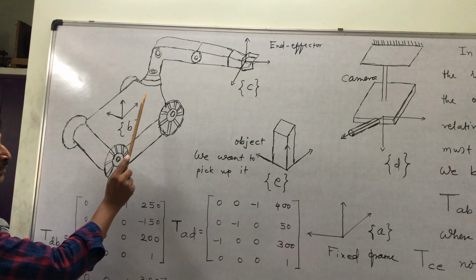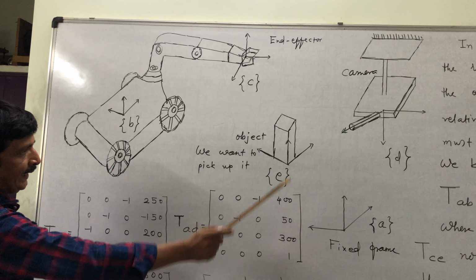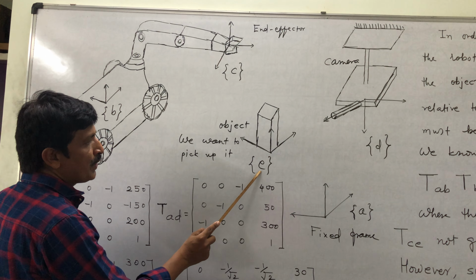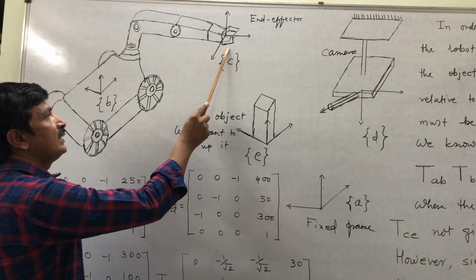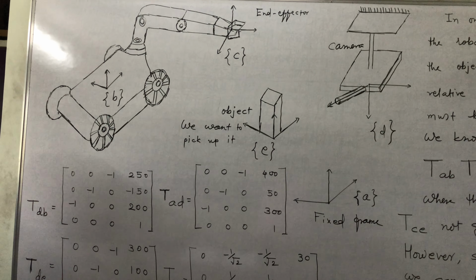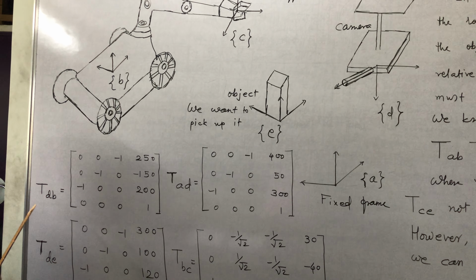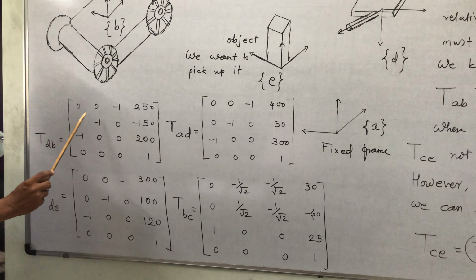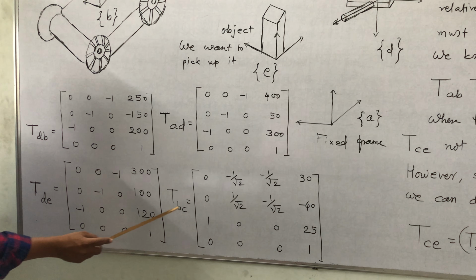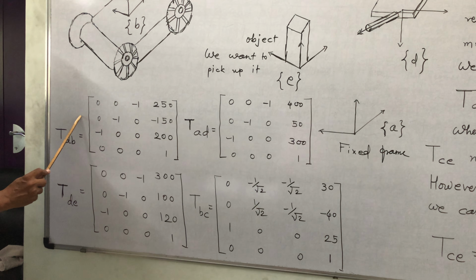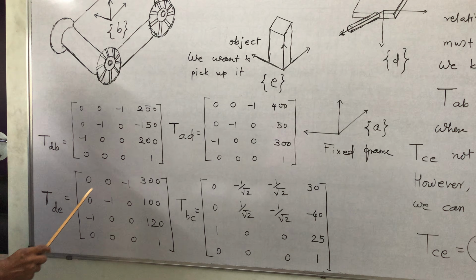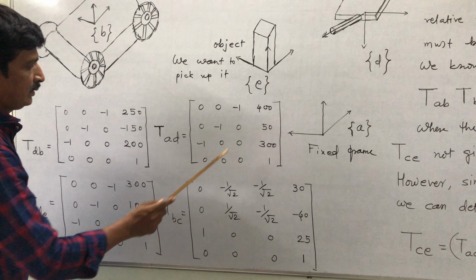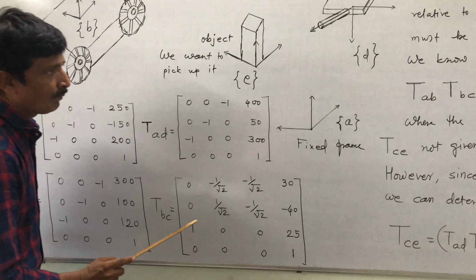Using this mobile wheeled robot, we want to pick up this object. So we require the transformation of E in the C frame, that is TCE. We require it. From the data, we have 4 matrices: TDB, this one, TDE, this one, TAD, this one, and TBC, this one.